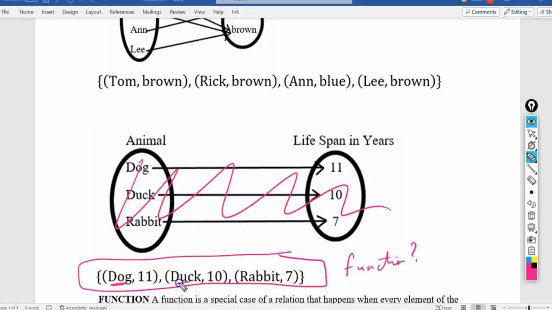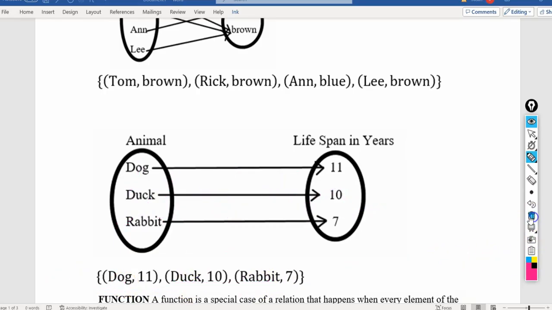So far, so good. Duck is not repeated as a first entry anywhere else. So duck is only paired with one thing in the range. Rabbit is not listed as a first entry anywhere else, so rabbit is only paired with one thing in the range. So it is okay. So when you have this form, you look to see if none of the first entries are repeated as first entries, you have a function.